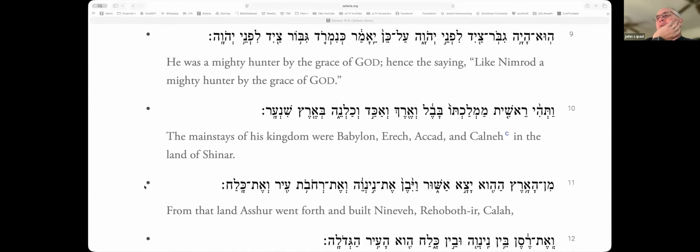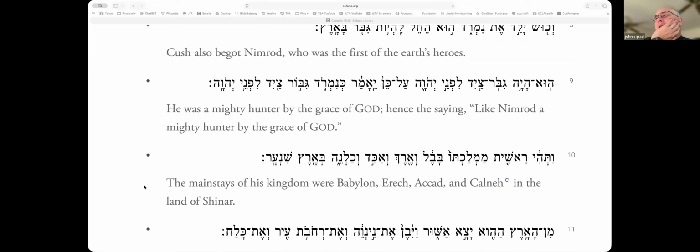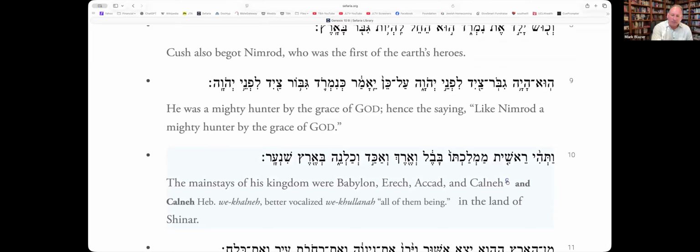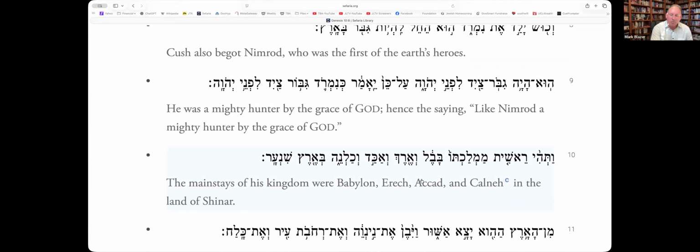The mainstays of his kingdom were Babylon, Erech, Akkad, and Calneh in the land of Shinar. Let's pause right there because that's really the mini story. The note here is that Calneh is probably not a place. Babylon, Erech, and Akkad are, and we know of all those three cities. These are cities that were the heartland of the Babylonians and what would be later on the Assyrian Empire. These were the early cities that became those city states.